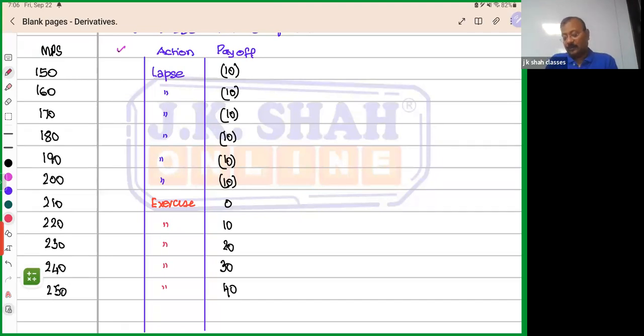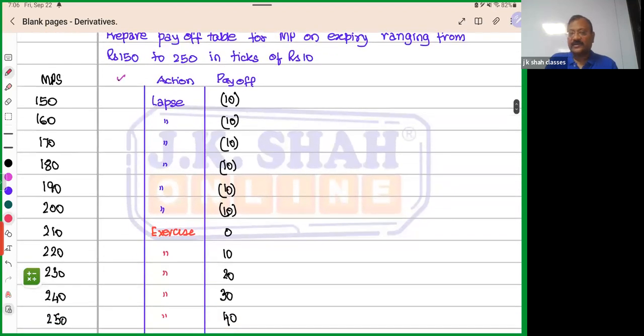Now, see, the decision to exercise or to lapse is taken by whom? The seller or the buyer? The buyer. That means any option at a particular stage, whether to exercise it or not, is going to be analyzed by the buyer. Right? And we now come across some new terms, which are in the money, at the money, or out of the money.